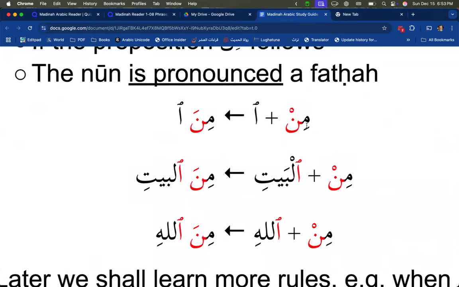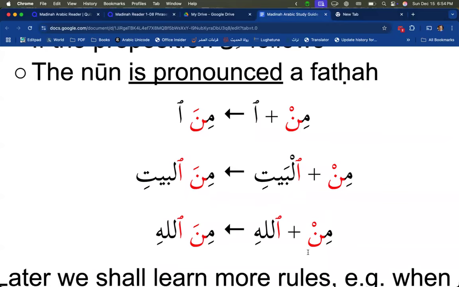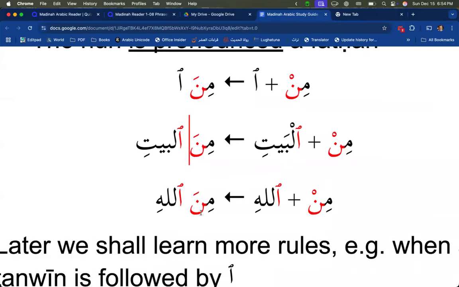If min is followed by a word that begins with hamzatul wasl, it will become mina. So you won't say min al-bayt, you will say mina al-bayt. So min really ends with a sukun. But just for pronunciation, and you'll see this in the Quran all the time, it gets a fatha. This fatha is a fake fatha. It doesn't really exist. It's just there for tajweed rules, for pronunciation. Min al-bayt it becomes. So you don't say min Allah, you will say mina Allah.